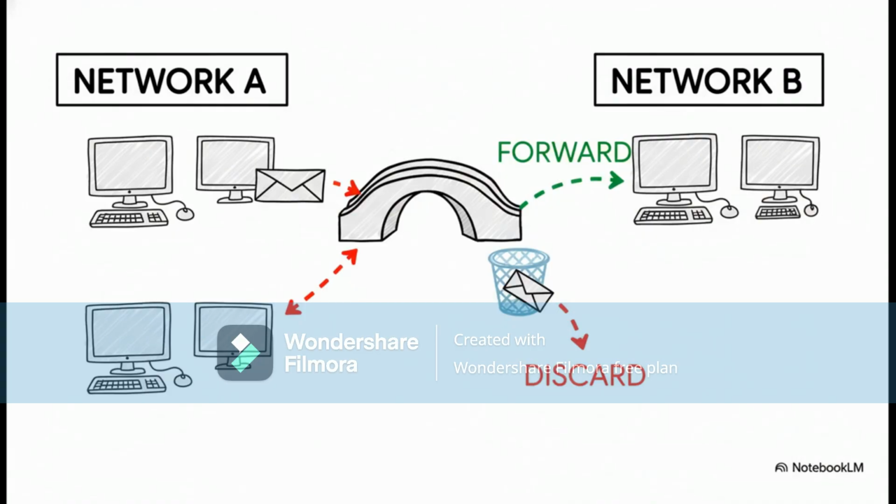It's really simple. If the destination address is on the other side of the bridge, on the other network, well, then it forwards the packet. Makes sense, right? But what if the destination is on the same network the packet came from? Then there's no need to cross the bridge at all. So the bridge just discards it. It drops the packet. This is super smart because it keeps unnecessary traffic from clogging up the other network. It's all about being efficient.